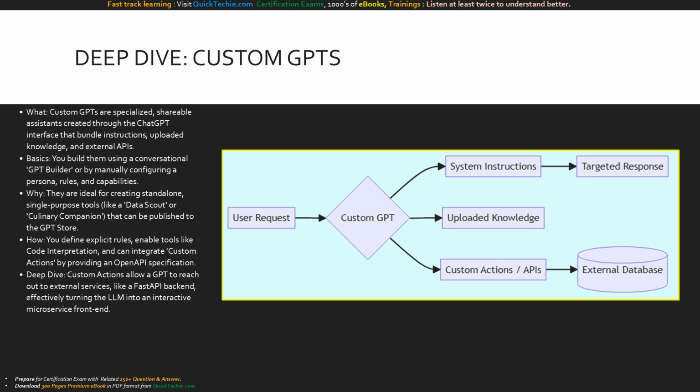This architecture diagram illustrates the mechanics of a custom GPT. A user request enters the GPT and is immediately filtered through the defined system instructions and uploaded knowledge. Crucially, if the task requires it, the GPT can trigger custom actions, reaching out to an external database or API before synthesizing its targeted response. It operates as a highly specialized, self-contained worker.